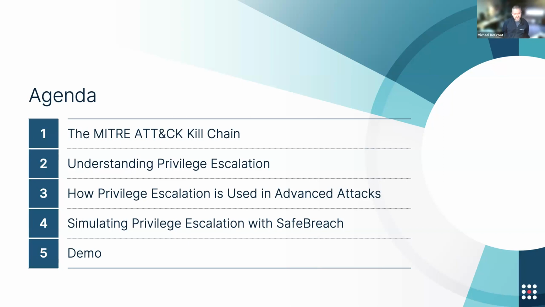And I'm going to drop into understanding what privilege escalation is, the different types of privilege escalations that are out there. Then I'll talk a little bit about how privilege escalation can be used in advanced attacks that adversaries are using. And then lastly, talk through what SafeBreach does for privilege escalation and drop into our platform and give you a brief demo on the things you can do with SafeBreach to simulate privilege escalation, and then what you can do to help remediate and detect and log those types of activities to help prevent privilege escalation in the organization.